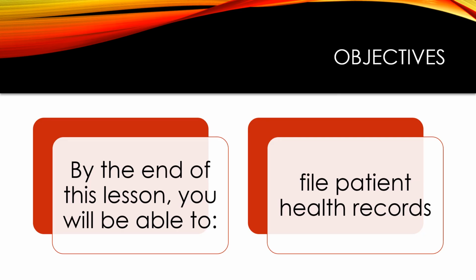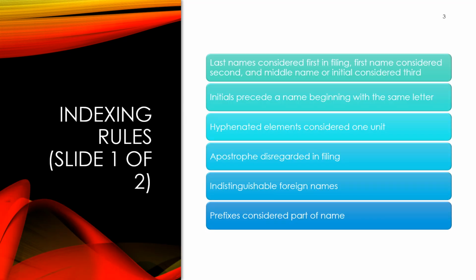By the end of this lesson, you will be able to file patient health records. So when we're learning how to file records, we call this indexing. If you think of index cards and putting them in order, indexing means putting things in order.